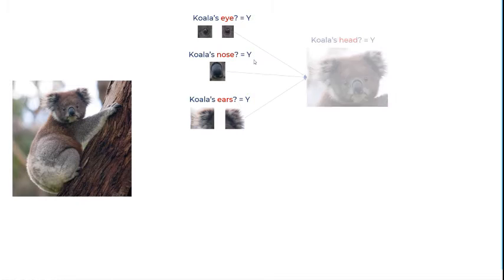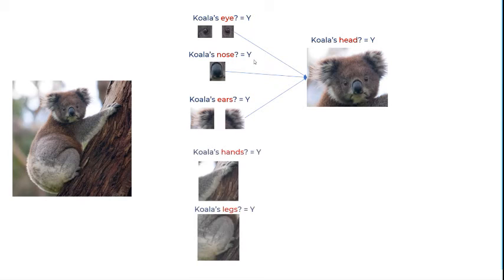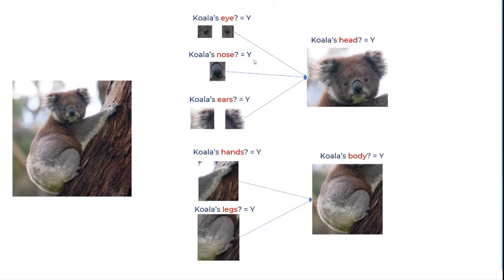Then these neurons are connected to another set of neurons which will aggregate the results. It will say if in the image you are seeing the koala's eyes, nose, and ears, it means there is a koala's face in the image. Similarly, if there are the koala's hands and legs, it means there is a koala's body. And there are different sets of neurons connected to these neurons which will again aggregate the results, saying that if the image has the koala's head and body, it means it is a koala's image.